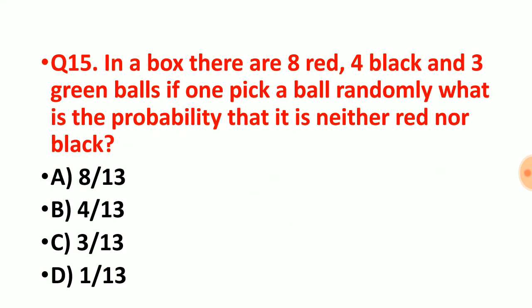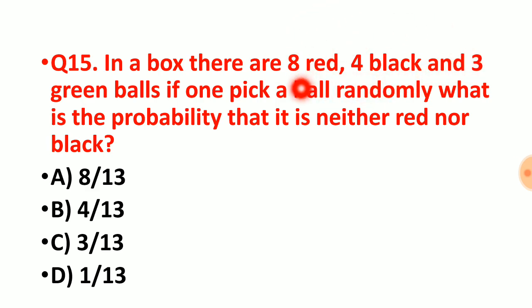Question number 15. In a box there are 8 red, 4 black and 3 green balls. If one picks a ball randomly, what is the probability that it is neither red nor black? Neither red nor black means it must be a green ball. So there are 3 green balls, and now the total number of balls.